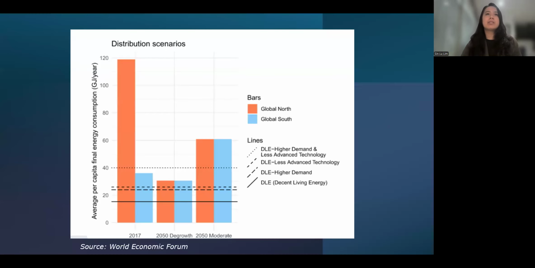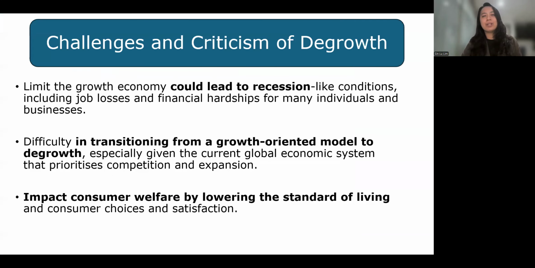As you can see from the slide, a degrowth strategy could cut the carbon emission by 2050 more deeply than alternative economic growth strategies. However, there are a lot of challenges and criticism of degrowth. Limiting the growth of the economy could lead to recession, like job losses and financial hardship for many individuals and businesses, and difficulty in transitioning from a growth-oriented model to degrowth, especially given the current global economic system, because we usually prioritize competition and expansion.